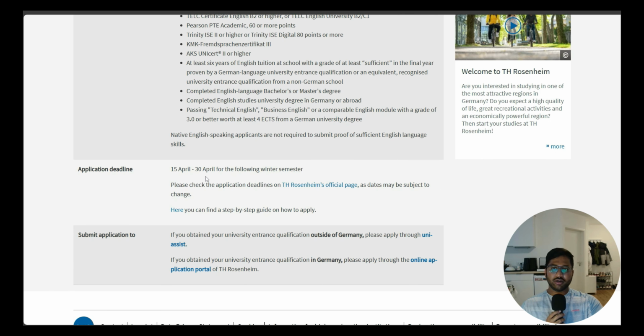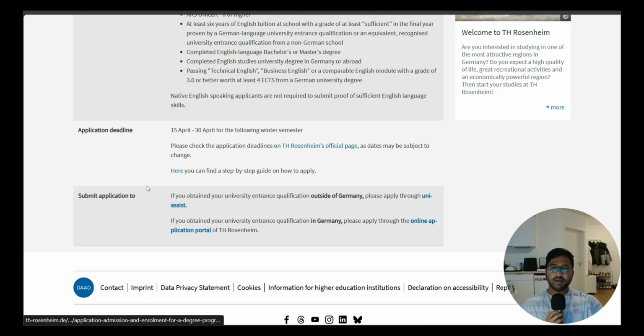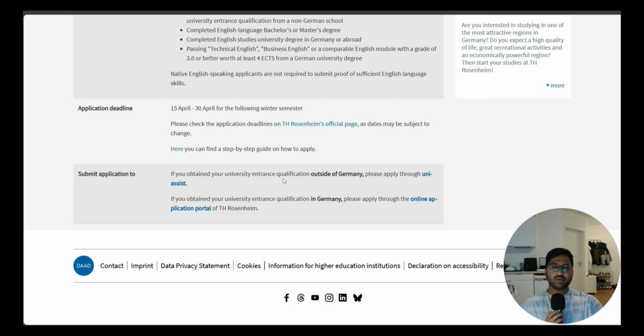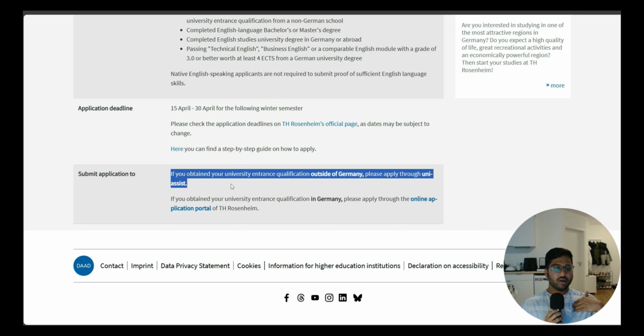Application deadline, we already know, 15th April to 30th April for the following winter semester, and you can just check on the Rosenheim official page, and here you can also see the step-by-step procedure of how to do it. If you are a person who has obtained a university entrance qualification outside Germany, then we have to apply via UniAssist, that is us. Because we are not considered to have studied in Germany, that's the reason we are outsiders. Except people who have studied their bachelors in Germany, then they can use their portal. Otherwise, everybody has to apply through UniAssist.